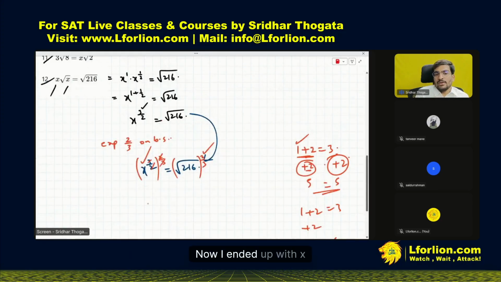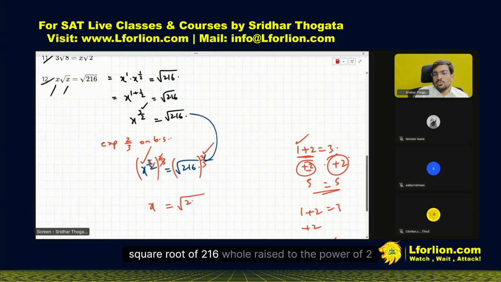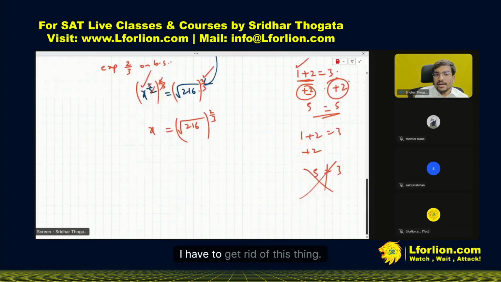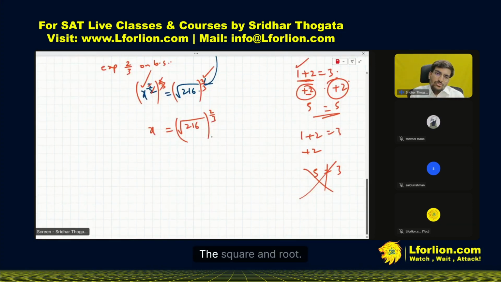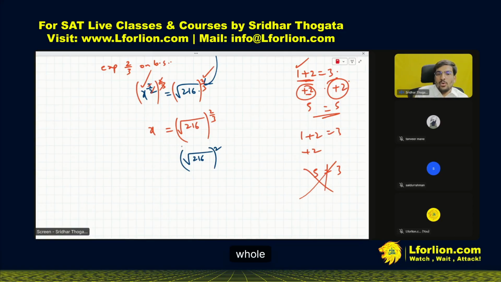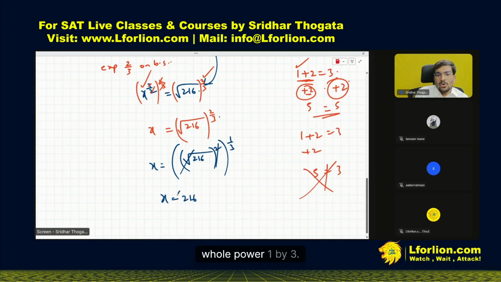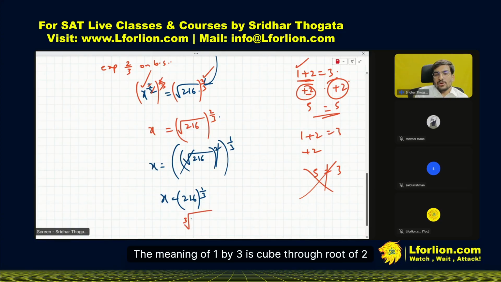So I did that. Now I ended up with x equals root of 216 whole raised to the power of 2 by 3, and I have to get rid of this thing. Now what can I do? The square and root. Let's see. I'm going to write it this way: root 216 whole square, whole power 1 by 3. I split this so that I can cross out this square and root. So now I ended up with x equals 216 whole power 1 by 3. What is the meaning of power 1 by 3? It means cube root of 216.